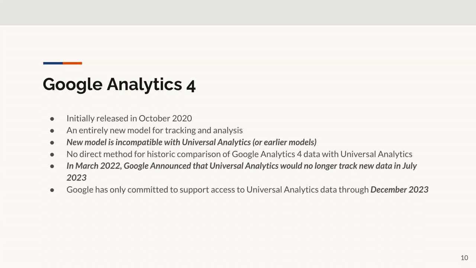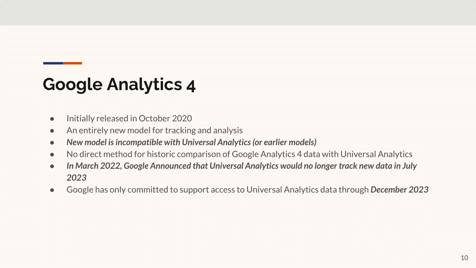So we really are at kind of a crossroads point here where you're going to have to move, because in March, Google announced that Universal Analytics would no longer track new data after July 2023. So we've got about a year, a little less, until Universal Analytics becomes basically just a place to review your historic data. And Google has only committed to support Universal Analytics data through December of 2023. So after that, maybe they'll extend it, but who knows?